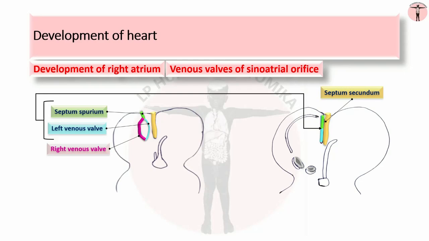The superior portion of the right venous valve forms the crista terminalis, which divides the anterior rough part and the posterior smooth part of the right atrium. The inferior portion develops into two parts, the valve of the inferior vena cava and the valve of the coronary sinus.